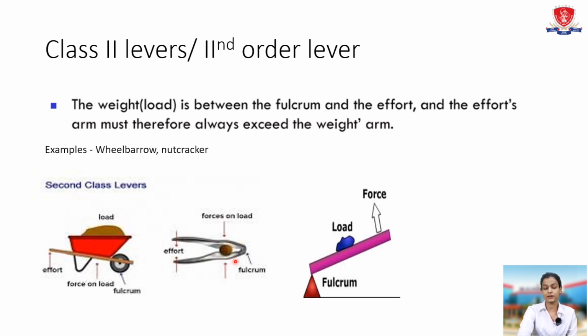Now, in the nutcracker example, we see that this point is the fixed point, which is the fulcrum, and the handle of the nutcracker is where we will be putting in the effort, and we will be applying the effort to break the nut, which is the weight, or your force, the output force, which will be applied at this point.